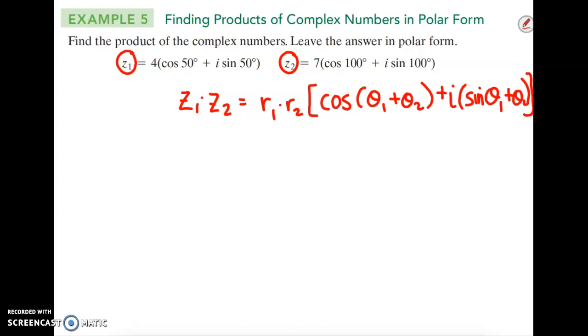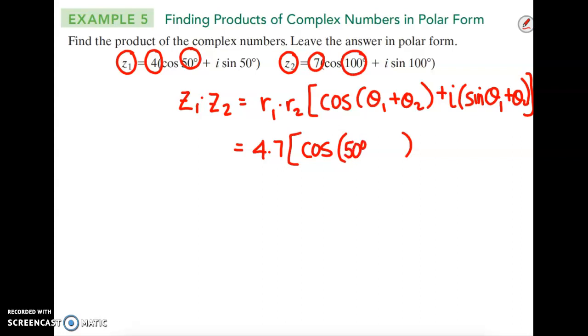Here's our first r value of 4, and our second r value of 7. Those are our radiuses, so we substitute those into the formula. So 4 times 7, and then we create our bracket. Now we find our angles. This is our angle 1 and our angle 2, so we add them together.